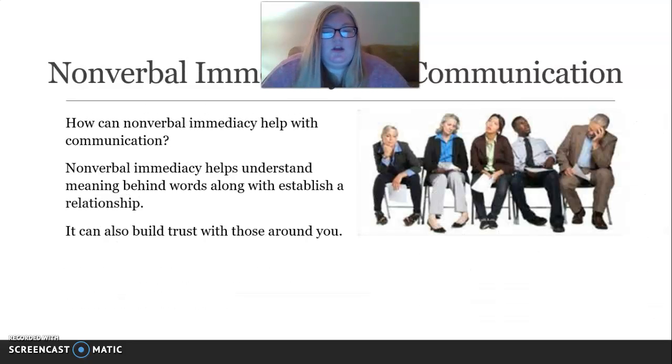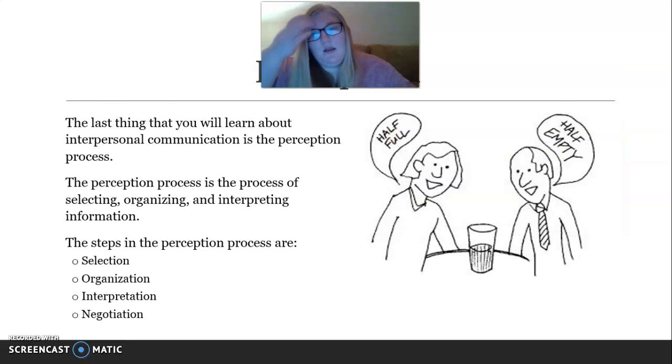Nonverbal immediacy and communication. You may be wondering how nonverbal immediacy can help our communication. Well, by understanding nonverbal immediacy and seeing how your nonverbal immediacy skills are, it can help you understand the meaning behind words along with establish a relationship. It can also build trust with those around you.